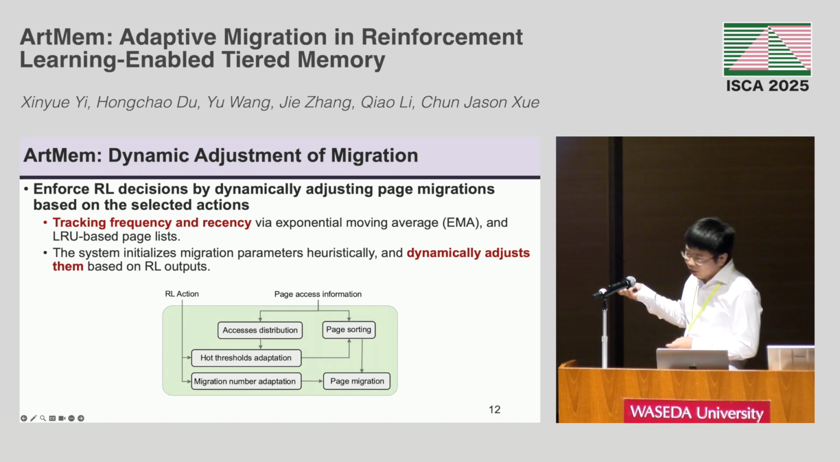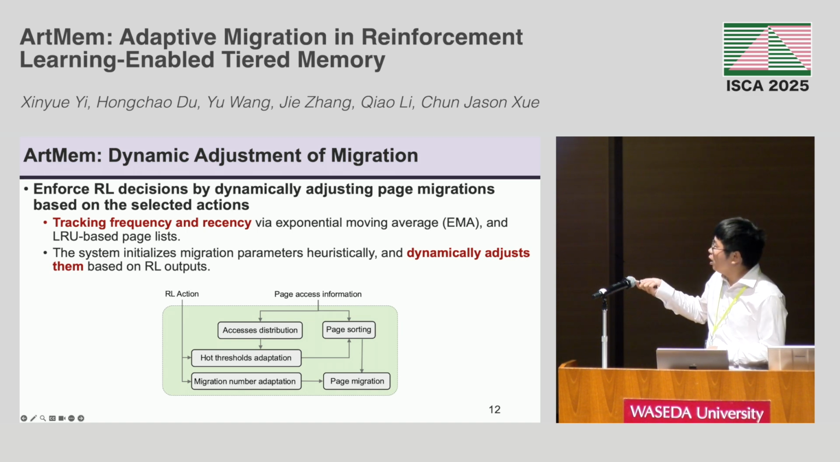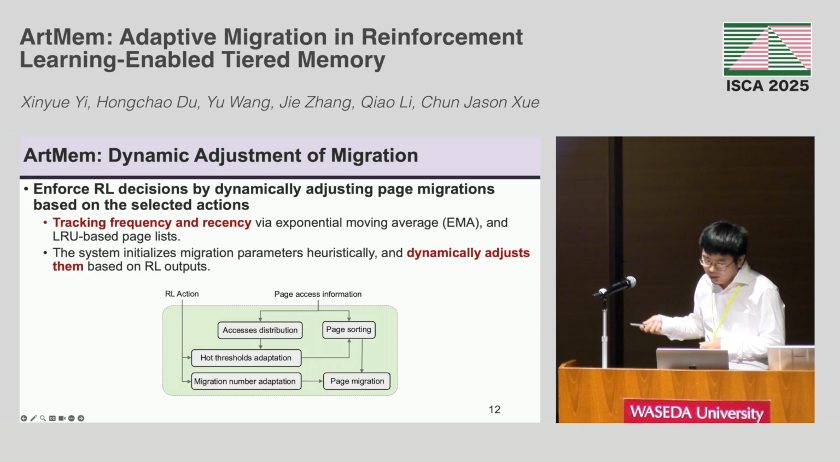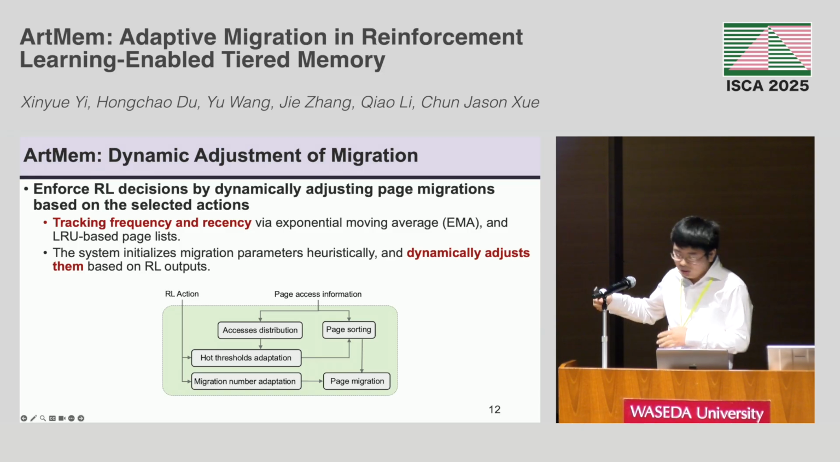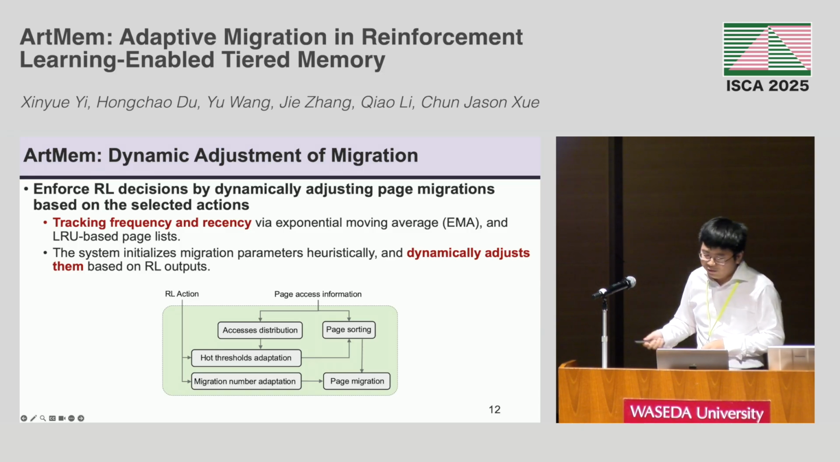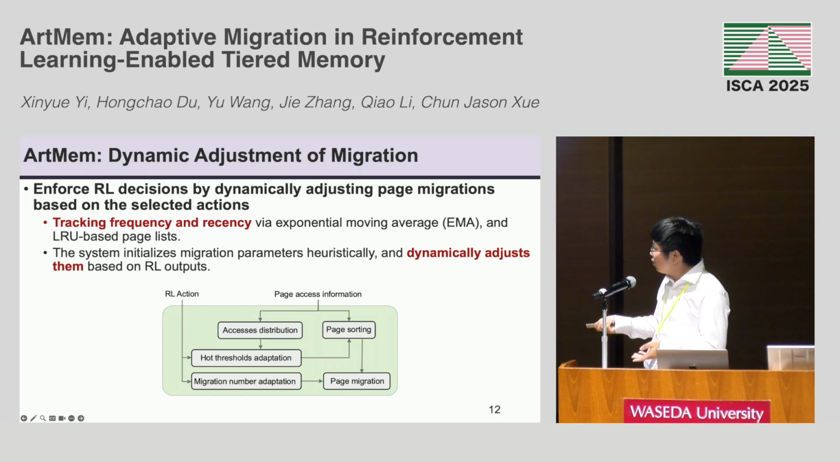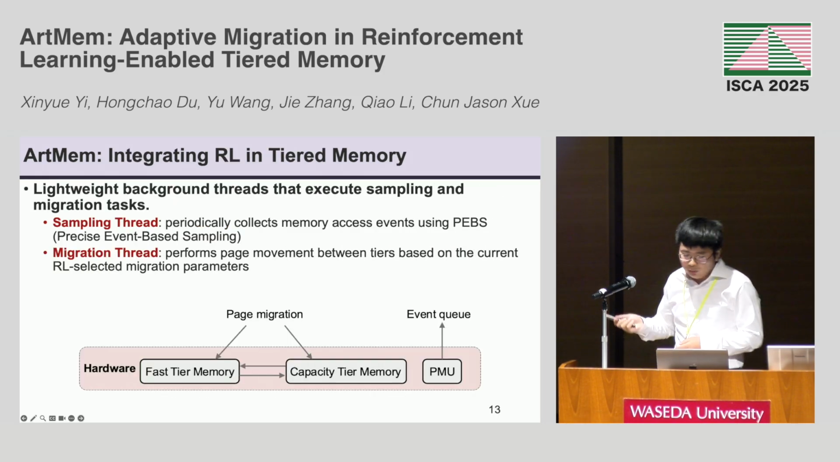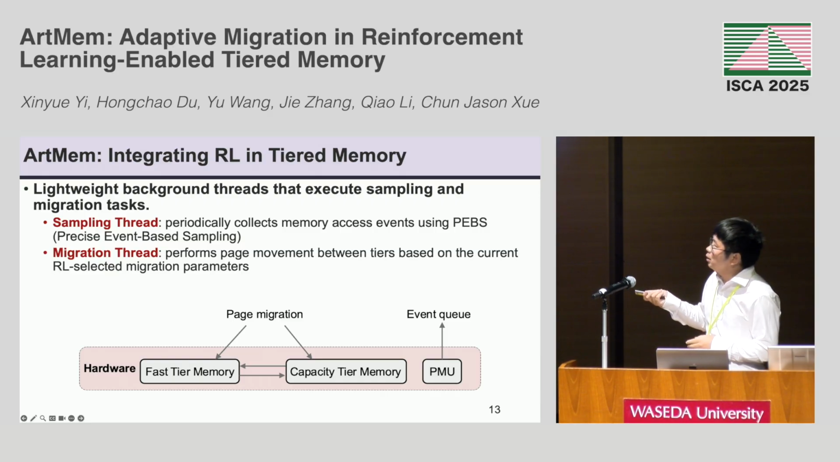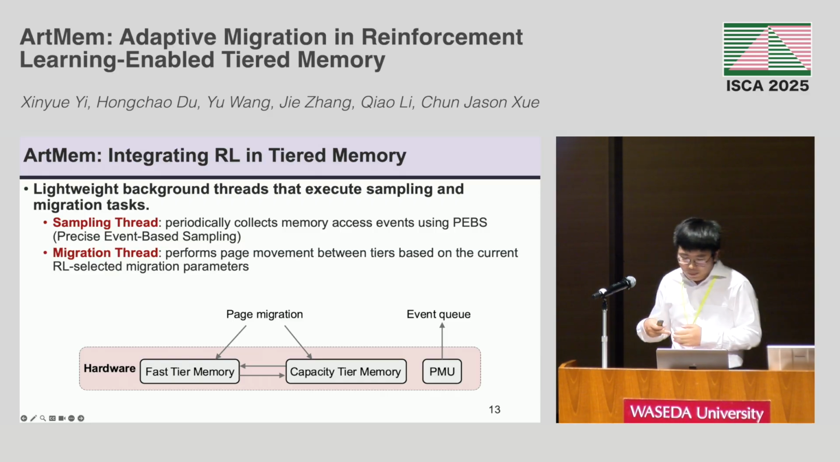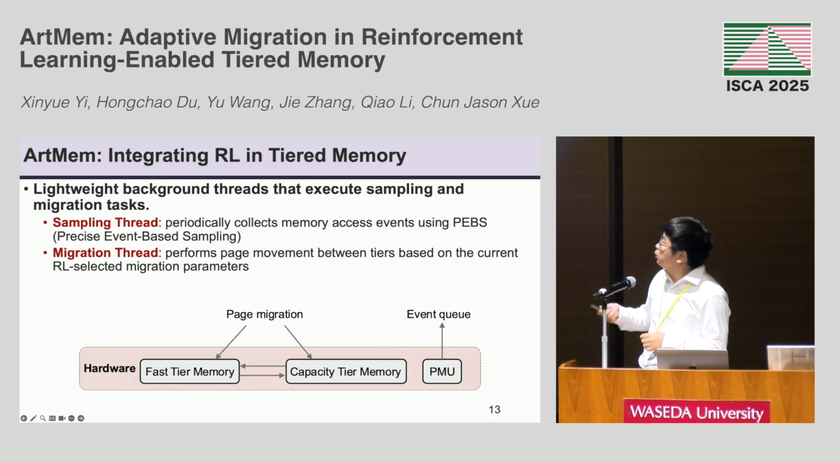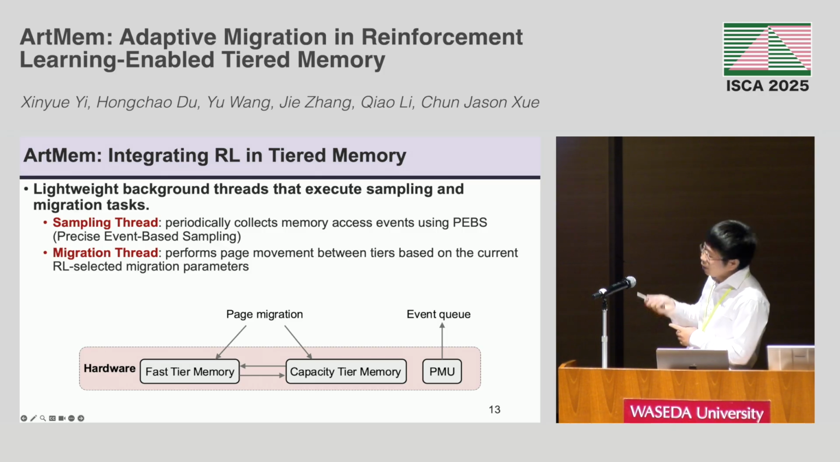The system dynamically adjusts both the hotness and the migration number parameters based on our decisions, allowing fine-grained control over migration behaviors. And to integrate reinforcement learning without impacting application performance, we use lightweight background threads to do the migrations.